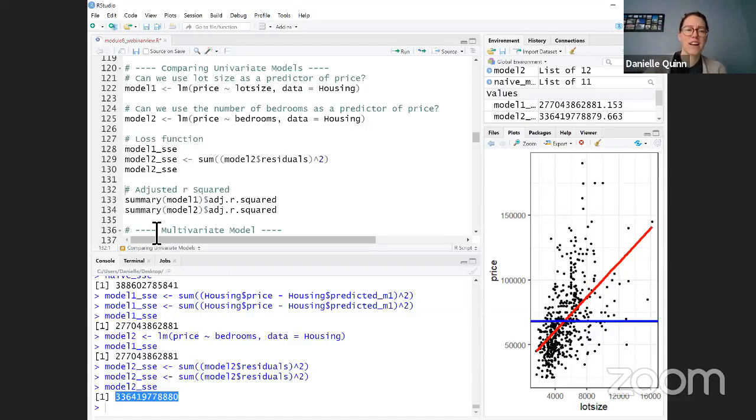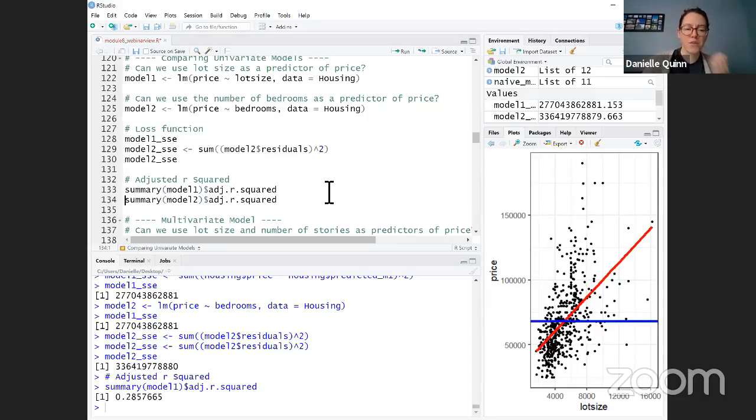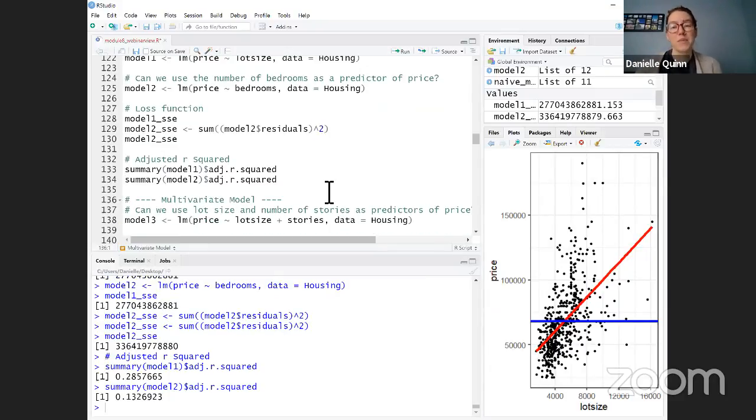Okay, so that would be our first sign that our lot size model is way better than our bedrooms model. But you could look at the adjusted R squared. It's always good to have multiple pieces of evidence as to why you rejected one model and went with another one. So our R squared for model 1, it explained about 29% of the variability. Model 2 only explained about 13% of the variability. Okay, so here's two reasons why we could say, if we're doing a univariate model, lot size is a better predictor than bedrooms.